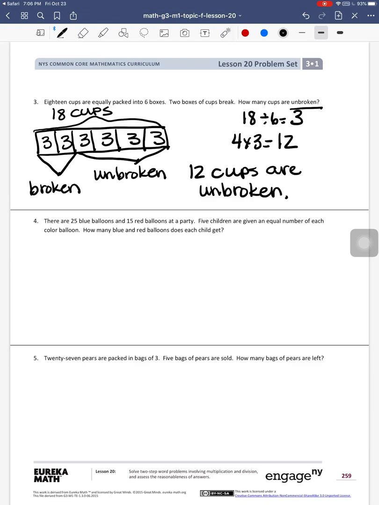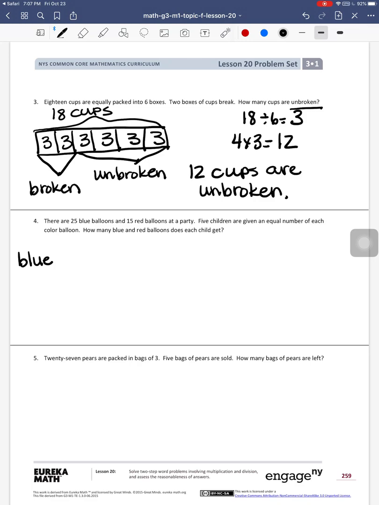All right, let's move to number 4. There are 25 blue balloons and 15 red balloons at a party. 5 children are given an equal number of each color balloon. How many blue and red balloons does each child get? Oh my goodness, we are going to make a double tape diagram. How exciting. So first I'm going to make a tape diagram for my blue balloons.